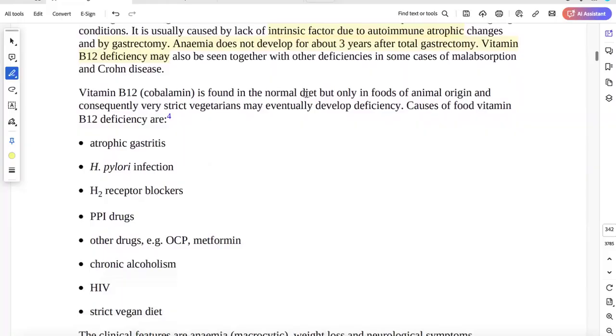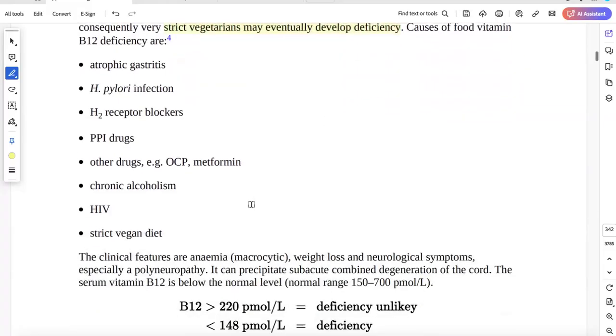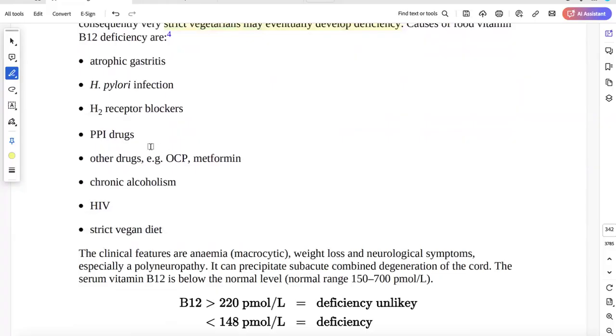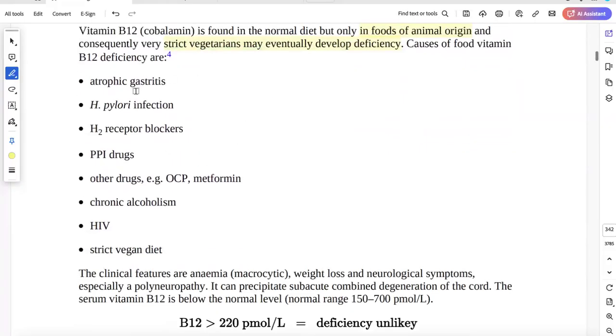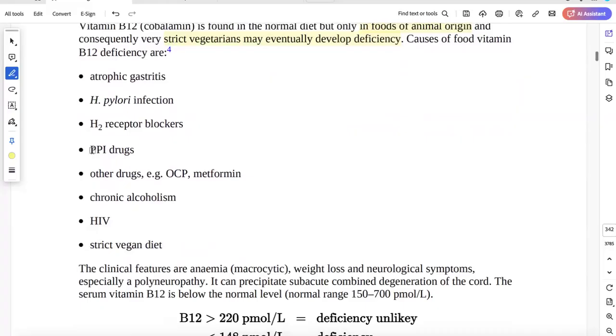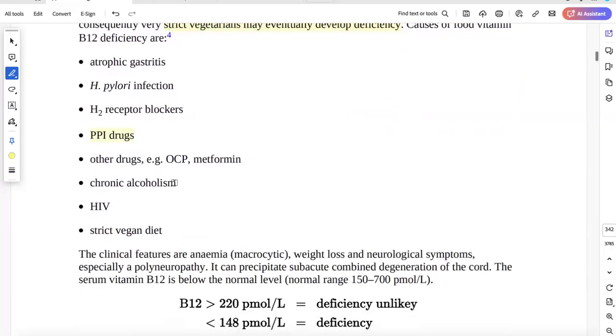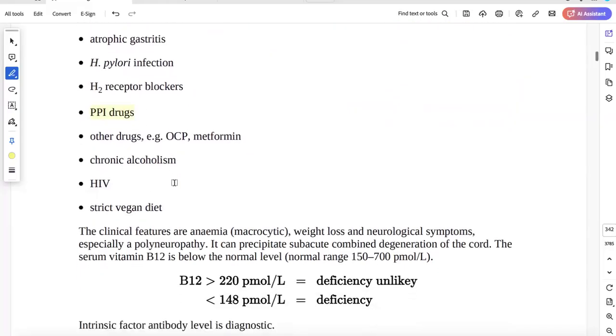So B12 is found in the normal diet, but only in foods of animal origin. So a patient who has a very strict vegetarian diet can develop deficiency. The causes of B12 deficiency have been written in here. Sometimes even a patient who takes a long-term PPI can also get it.